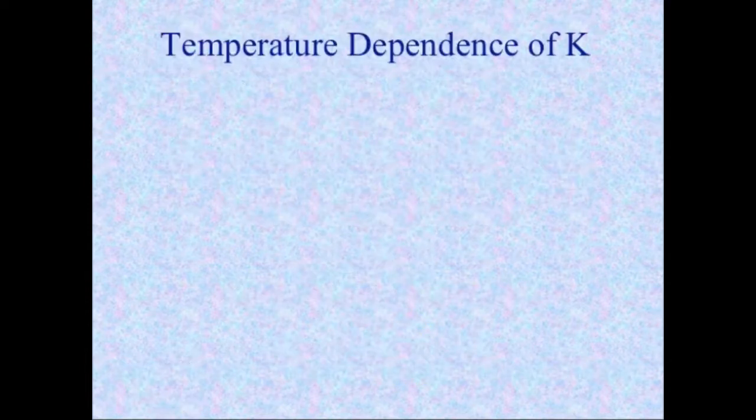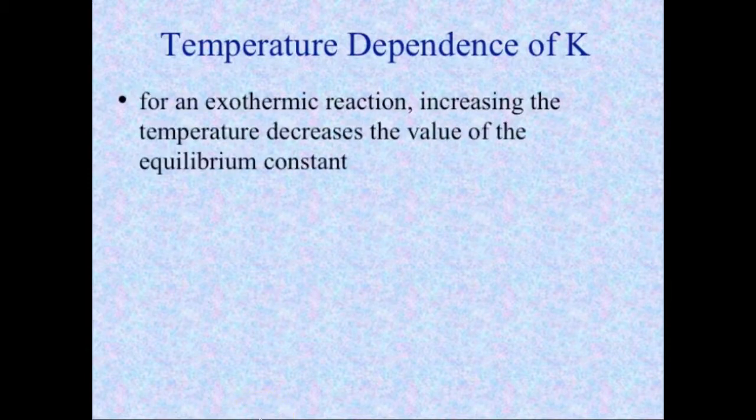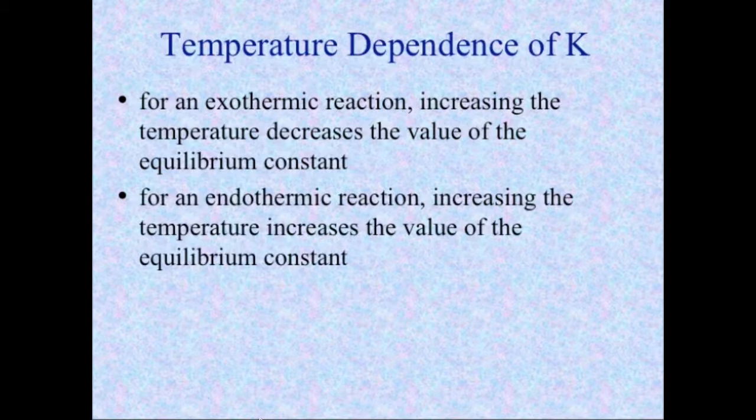And finally, let's talk about the temperature dependence of K. This alludes back to something we talked about in the first equilibrium chapter, that if you have an exothermic reaction, one where heat is being released, increasing the temperature decreases the value of the equilibrium constant. So if you make that system warmer, you push the equilibrium toward the reagent side. And conversely, for an endothermic reaction, one that is absorbing heat, increasing the temperature increases the value of the equilibrium constant and pushes the equilibrium toward the product side.